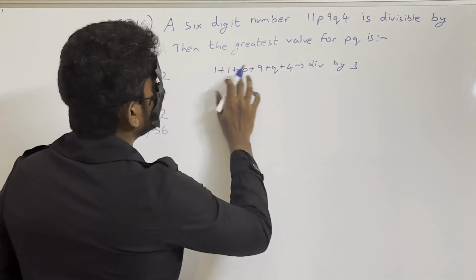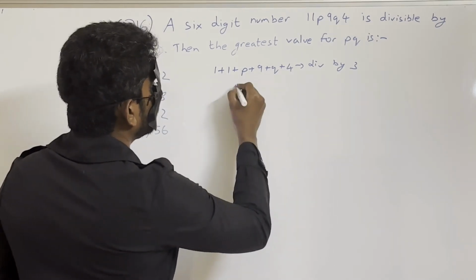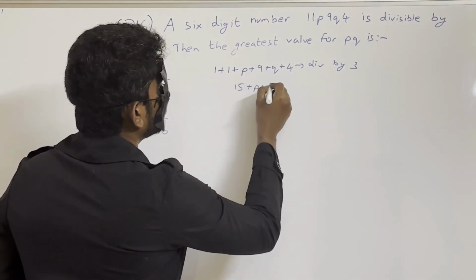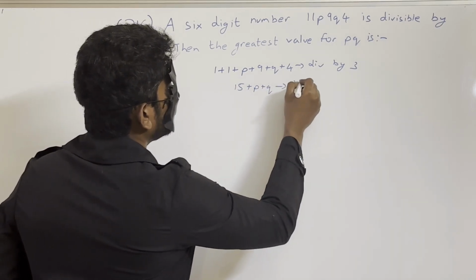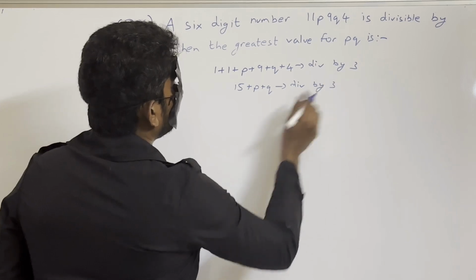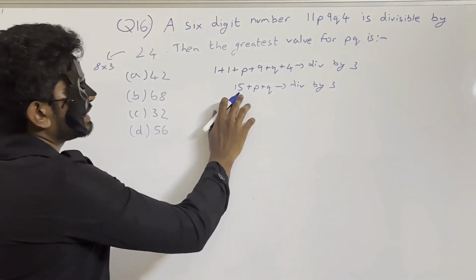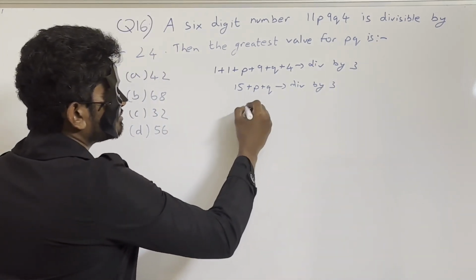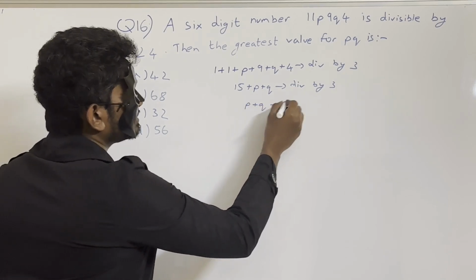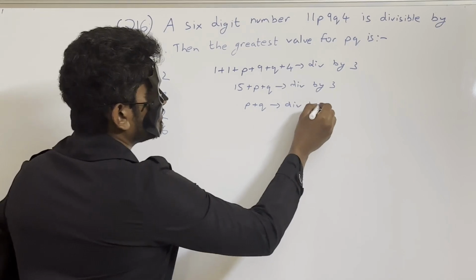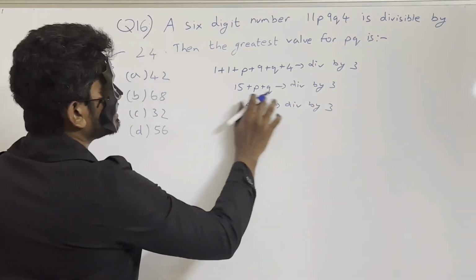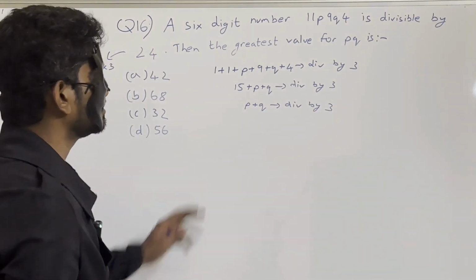So add these, 2, 11, 15. 15 plus P plus Q will be divisible by 3. We know that 15 is already divisible by 3, right? So this P plus Q also should be divisible by 3 to satisfy this condition. So this is one case.